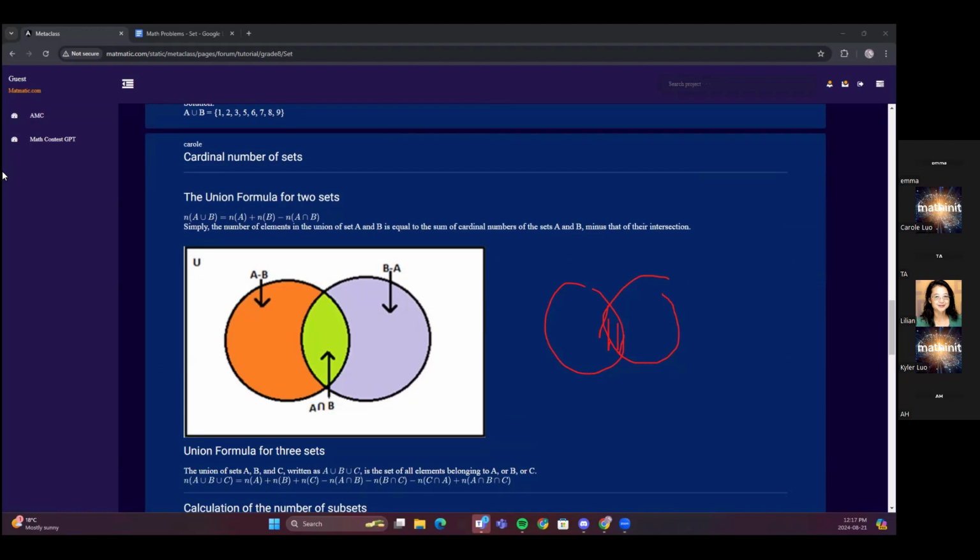And the union formula of three sets is basically the same thing, but instead you have three Venn diagram circles, which means there's these intersections as well as all of the intersections together. So you still add all the circles together and then subtract the intersections. But since you have subtracted 3 times, you need to add the middle one back in, which is why you add the middle intersection.